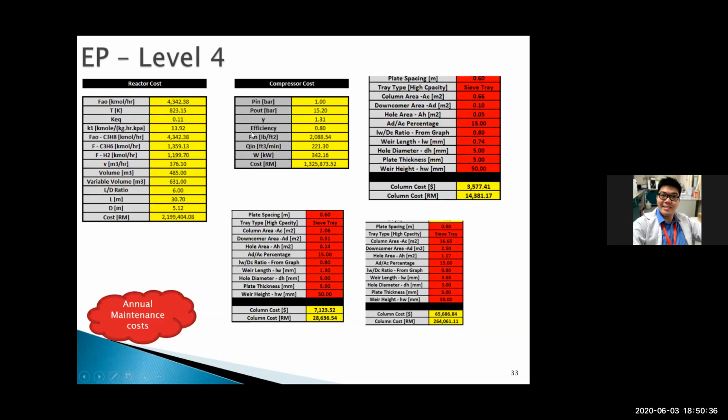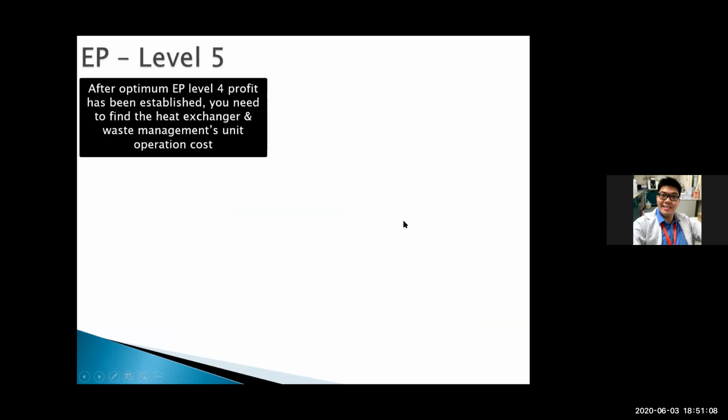So after you calculate everything, here are my results for the reactor, compressor, and distillation column. So these are the prices. In EP level 4, you do not need to do the EP level 3 chart, the parabolic chart that you saw earlier. You just pick the optimum conversion, pick the optimum profit, and subtract this annual cost from that profit. That's it for EP level 4.